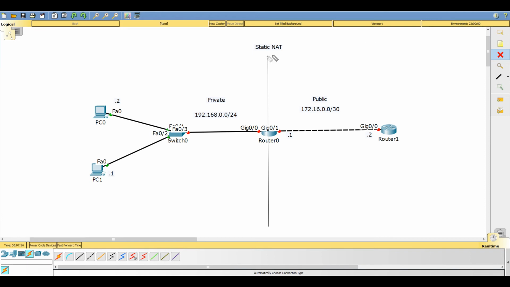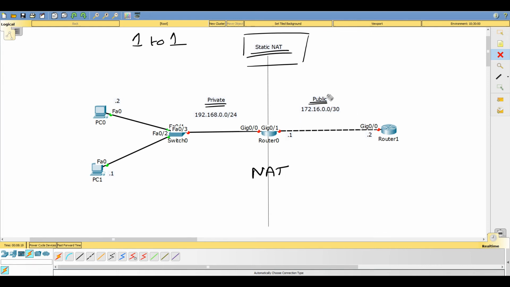Okay, so I've put together a diagram here, and this will be the network that we work on over the upcoming videos. This is going to be for static NAT. So static NAT is the 1-to-1 translation. And just going over this diagram in a bit of detail, you can see to the right hand side we have public space, and to the left hand side we have private space. In the middle we have the router performing NAT.